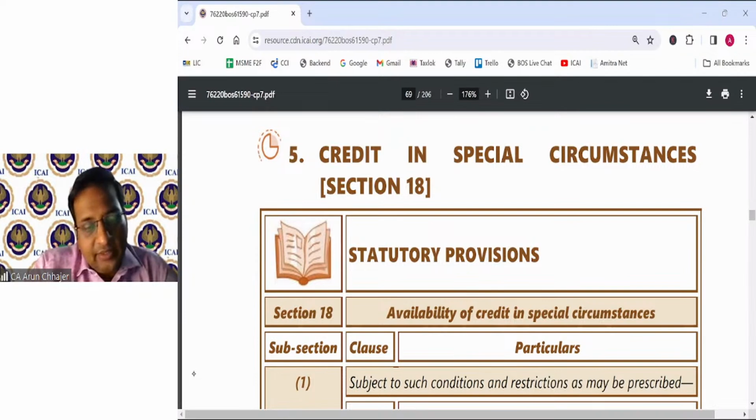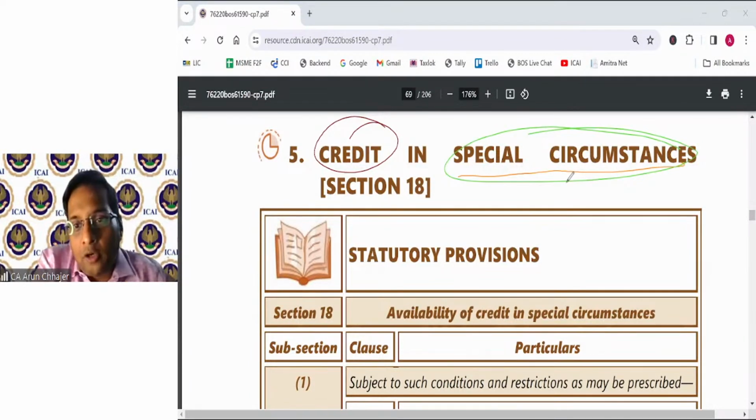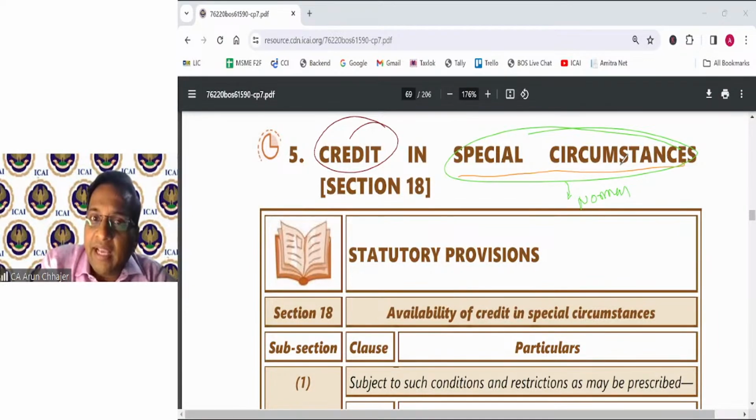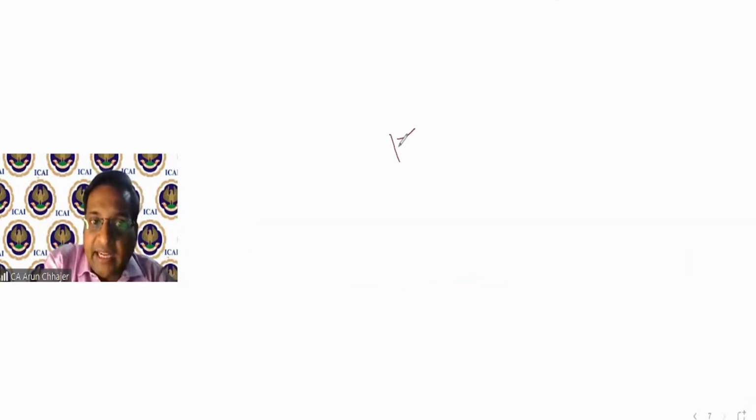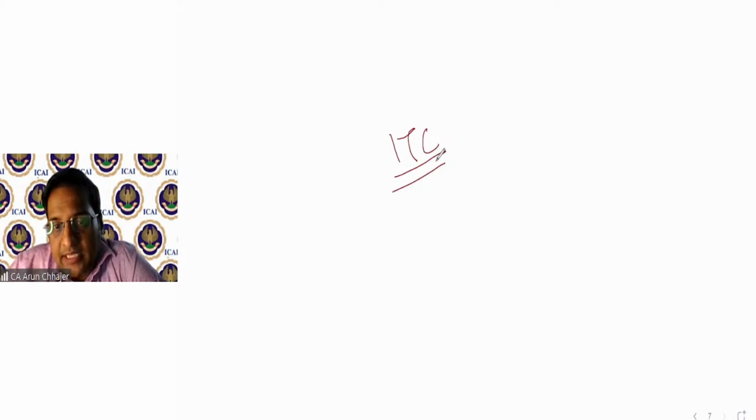Let me start with section 18. They have used the word credit and special circumstances. Why are they saying special circumstances? Because normally, you tell me, what could be the way I can take the ITC? What could be the possible way I can take the ITC? In the government portal I'm talking about. Requesting everyone to give the answer. Geeta, Viraz, Prerna, Sneha, Mansa, Salish, everyone.